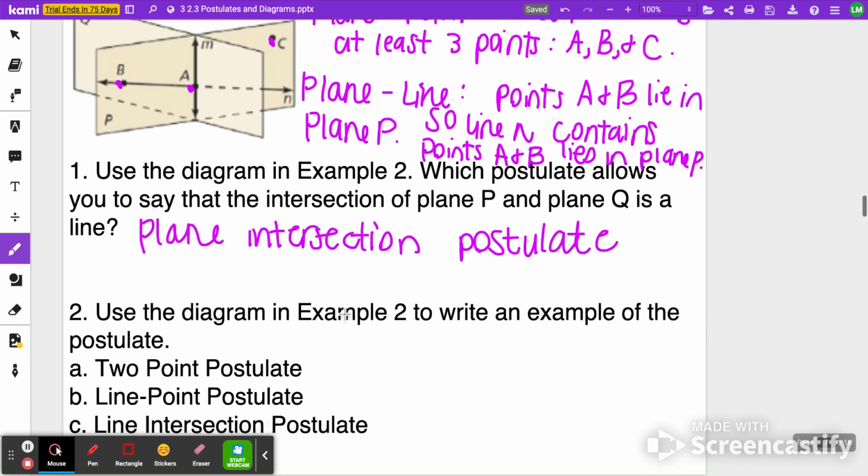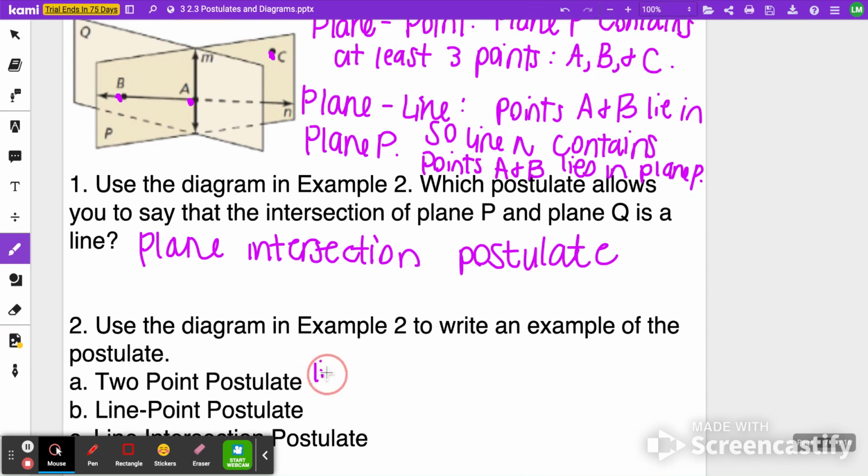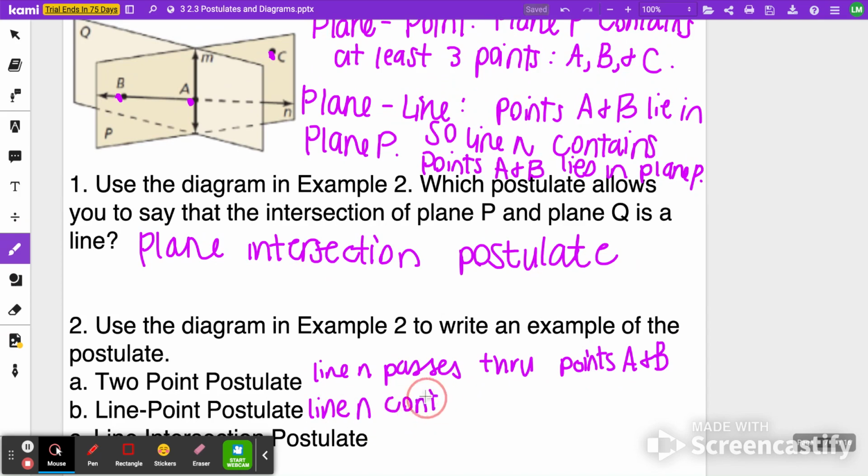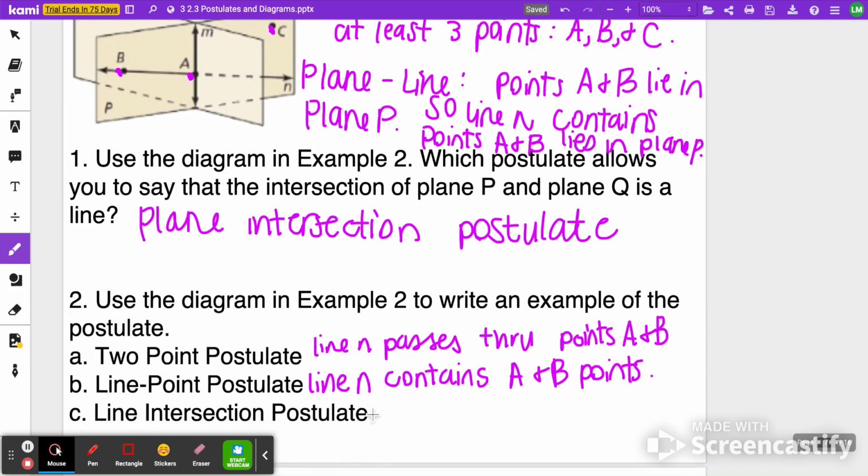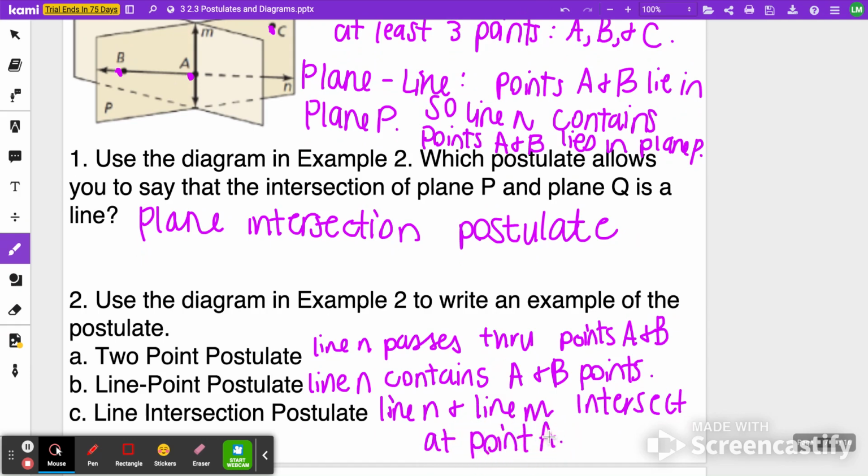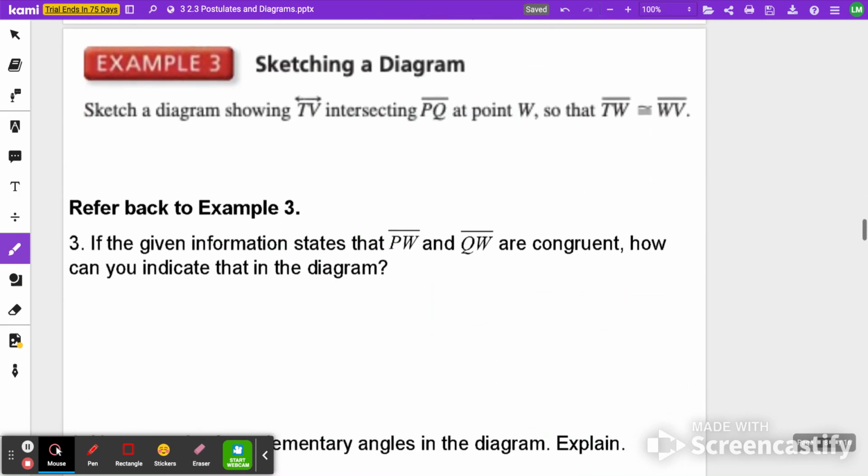So the 2-point postulate, I would say that would be line N. So line N passes through points A and B. The line point postulate would be also starting with line N, but that is containing 2 points, A and B. And then the line intersection postulate, line N and line M intersect at point A. Okay? Going on to example 3, sketching a diagram.